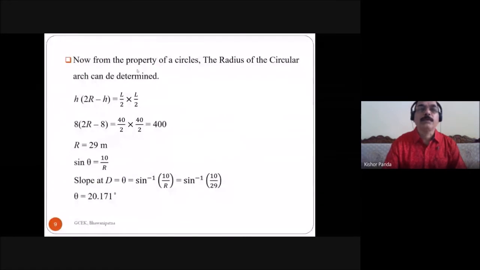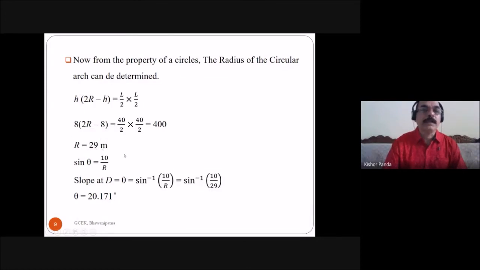Now from the property of a circle, the radius of the circular arch can be determined. You know from the property of a circle, you can find the radius of the three-hinged circular arch: H into 2r minus H is equal to L by 2 into L by 2. You know the span of the arch, and you know the rise of the arch. By putting these values, you will get the radius of the circular arch, R is equal to 29 meter.